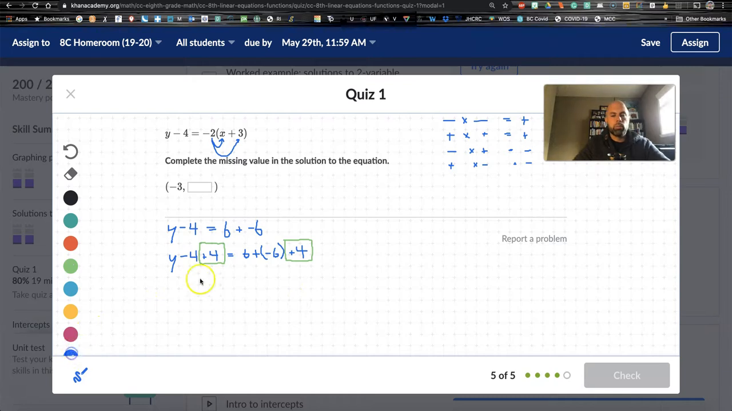Alright, so these two are canceling out. Negative 4 plus 4. The temperature went down 4 degrees Celsius, and then it got 4 degrees warmer. It's back to 0. So we've got just y on this side. And over on this side, these two cancel, 6 minus 6. So all we're left with is 4. So just like that, our equation has been solved, right? Y equals 4.